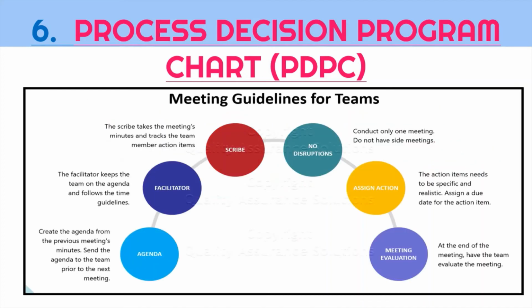This is an example of Process Decision Program Chart, or PDPC. The agenda, facilitator, scribe, no distraction, assign action, and meeting evaluation. So, this will be the meeting guidance for this. And then this is also an example of Process Decision Program Chart.